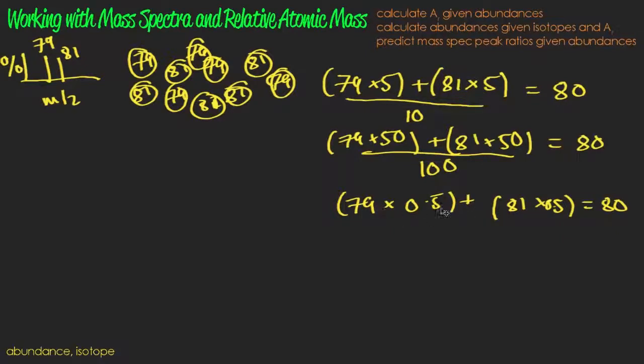So if you put in the decimal values, it makes things a little bit simpler, and it's going to make things a little bit easier later on as well. So working out the relative atomic mass, if you're given the abundances, all you need to do is add up the percentage multiplied by the isotope in question. Pretty simple. So that's that.